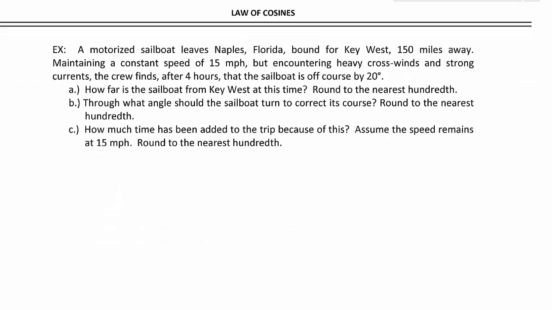Let's see how we'd apply law of cosines to an application problem. A motorized sailboat leaves Naples, Florida, bound for Key West, 150 miles away. Maintaining a constant speed of 15 miles per hour, but encountering heavy crosswinds and strong currents, the crew finds after 4 hours that the sailboat is off course by 20 degrees. How far is the sailboat from Key West at this time? Through what angle should the sailboat turn to correct its course? And how much time has been added to the trip because of this? We're going to round all of our answers to the nearest hundredth.